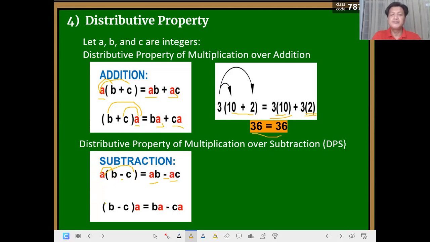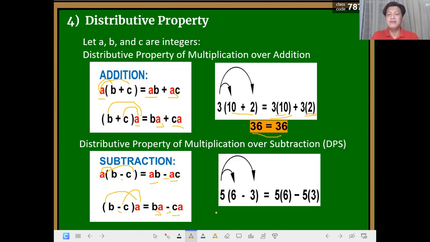Okay, dito naman, B times A kaya BA. Then C times A kaya CA. And therefore, if we are going to observe, yung operation dapat nandoon kasi minus po yung nandoon sa pagitan ng dalawang terms natin sa parenthesis. With that, this is example. Yung 5 na nasa labas, i-distribute natin doon sa 6. When sinabi distribute, minumultiply natin. Kaya 5 times 6.